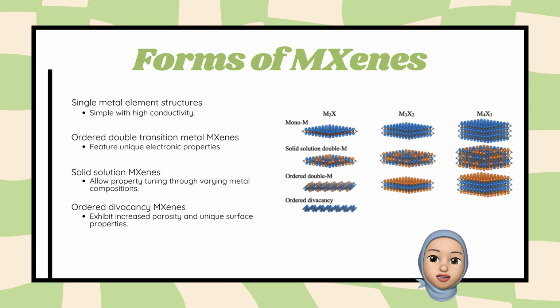First, simple structure, called a single metal element structure. Second, ordered double transition metal MXenes. It has unique electronic properties due to the ordered metal layers. Third, solid solution MXenes, which allow property tuning through varying the metal composition. And the last one is ordered divacancy MXenes that exhibit increased porosity and unique surface properties.